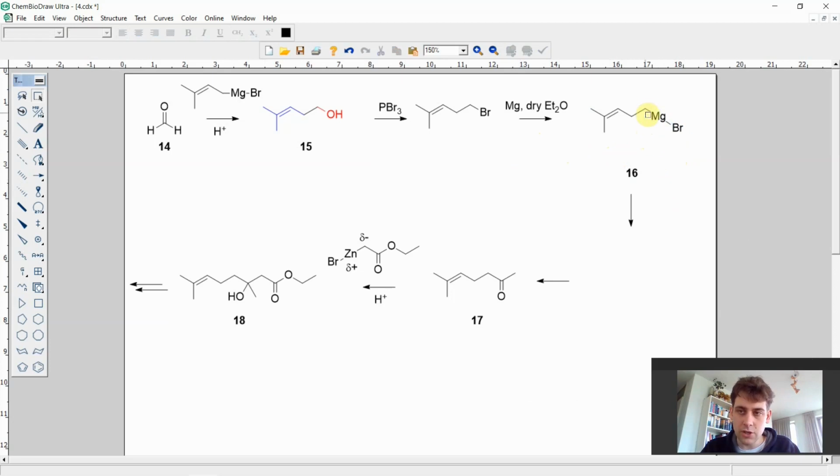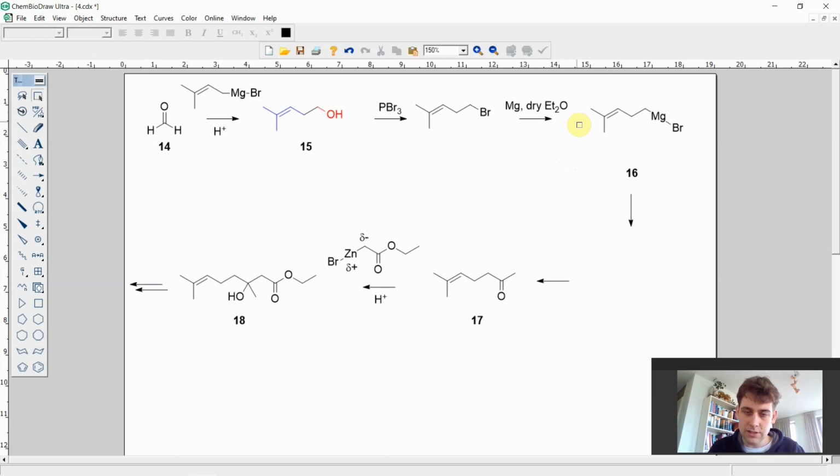It has this partially negatively charged carbon atom here, and this can of course react with protons just as we've discussed. So it's important to really work with a dried solvent so that we avoid any unwanted side reactions here. Okay, third question is: suggest reagents for a two-step synthesis of ketone 17 from 16.